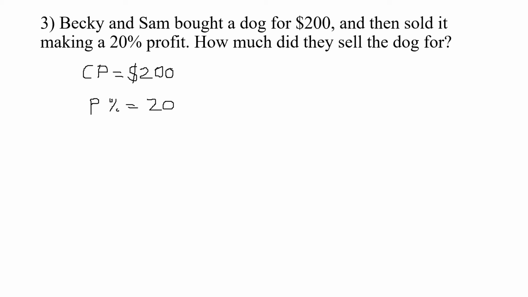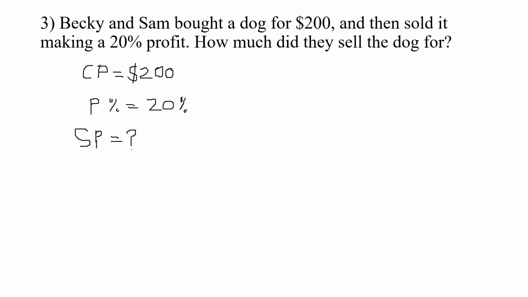So this 20 here is not any currency, is not any money, it is the ratio in which they made the profit. So the question here, they want us to find out how much did they sell the dog for. So they want to know what is the selling price. We want to find out what is the selling price. Let's see how we're going to go about doing that. The selling price is what we want to know. We don't know the selling price.